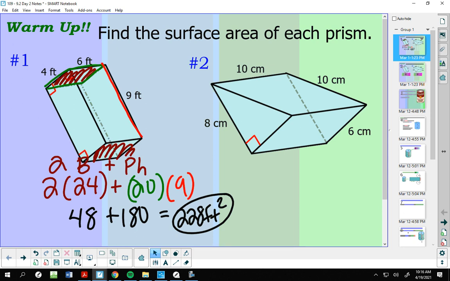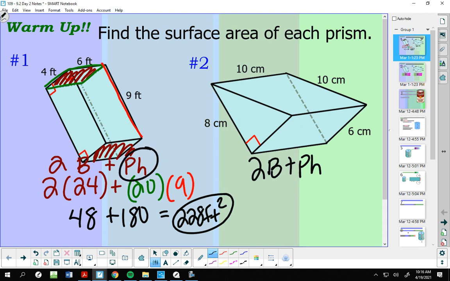Triangular prism. So again, 2 times big B plus P times H. Remember, the P times H part is the lateral area. So our lateral area in this case is 180 feet squared, if I were to ask that. So the area of my base is the area of the triangle. And the area of the triangle is base times height divided by 2. So the base and the height of the triangle, they're two sides that make up the 90-degree angle.